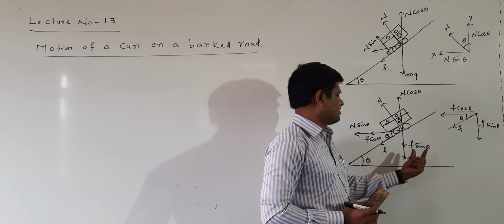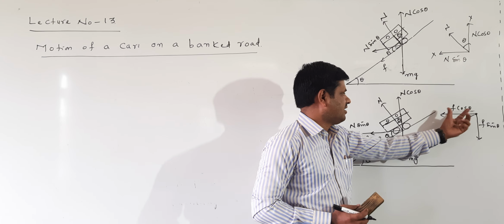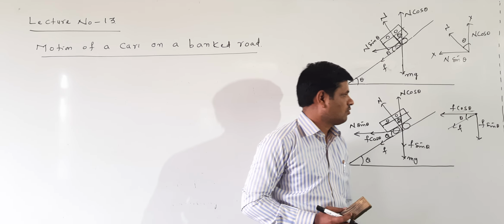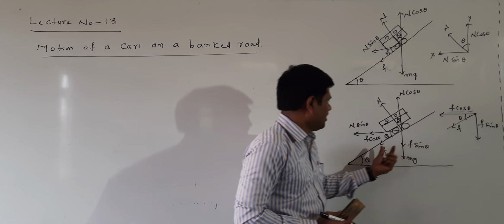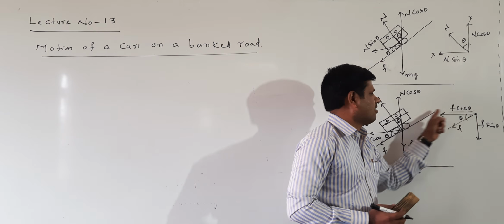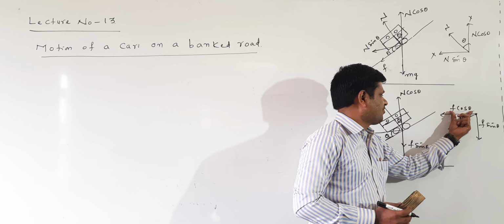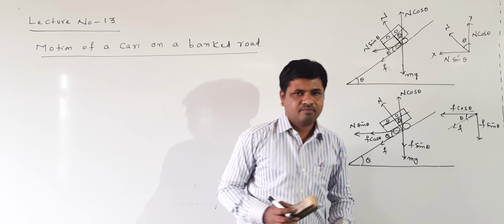Here mg is in the same direction as what is coming here, f sin theta. This friction is divided into two components. One is f cos theta, another one is f sin theta, because it is also making an angle theta with this horizontal. So this becomes f cos theta, this becomes f sin theta. That is totally what I am showing in this diagram.